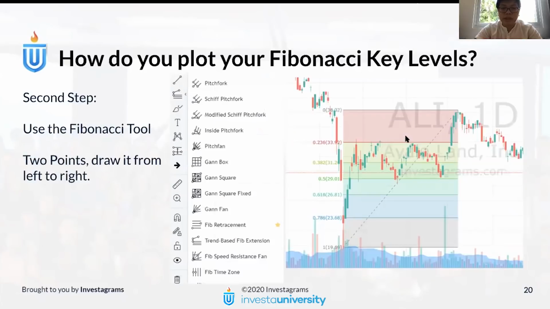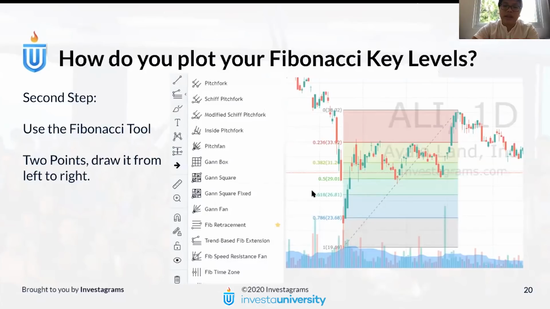Then for step 2, you use the Fibonacci tool. You can see the Fibonacci tool here on the left side. We have a tool section. You click the second one. Then here, we have many kinds of Fibonacci, but I'll be teaching you the Fibonacci retracement. It's starred, so hopefully you can find it. If you put a star on it, you'll have easy access to that tool.